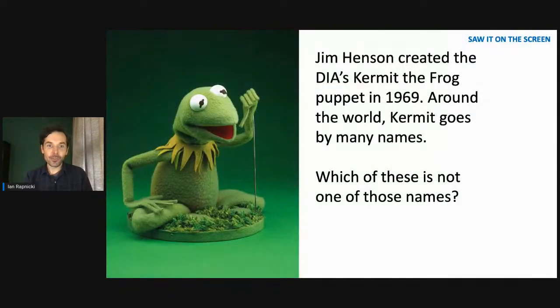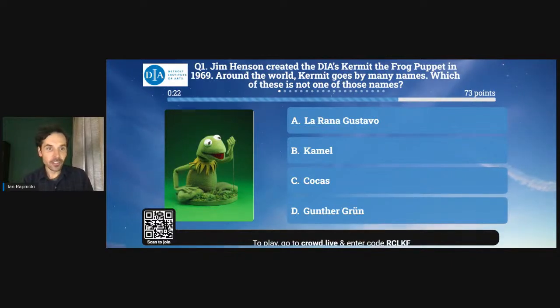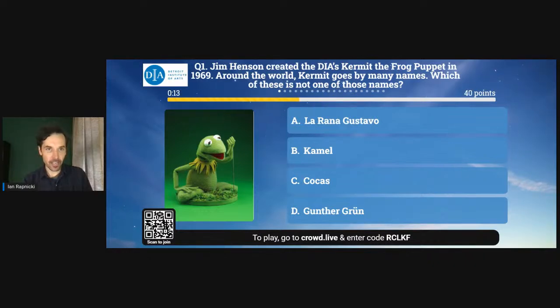Question number one. Jim Henson created the DIA's Kermit the Frog puppet in 1969. Around the world, Kermit goes by many names. Which of the following names is not one of the names that Kermit goes by? Lorana Gustavo, Kamel, Kokas, or Gunther Grun? You have 20 seconds. The longer you take, the fewer points you get. So which of these names is Kermit not known as around the globe? Lorana Gustavo, Kamel, Kokas, or Gunther Grun?